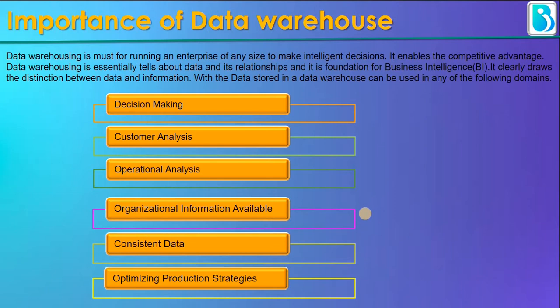The data which is stored in the data warehouse will be cleansed, transformed, and scrutinized, and only then will it be stored in the data warehouse. So the data in the data warehouse is very clean and consistent. Optimizing production strategies. By using the data, we can optimize the production strategies as well, in real time and for our upcoming changes. Okay, moving on to the next slide.